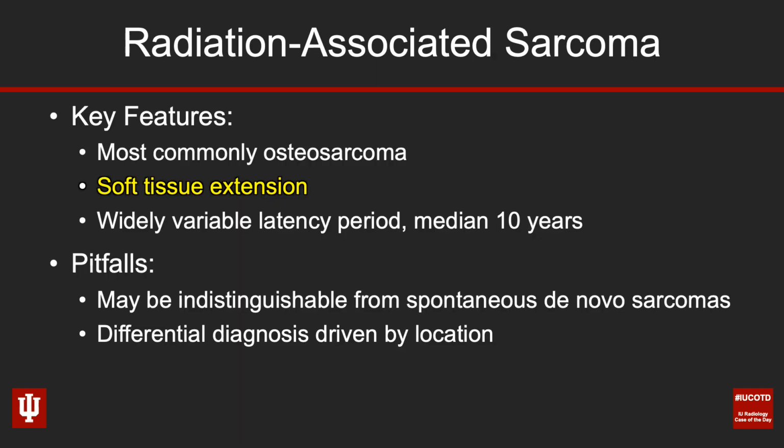So to sum it all up, for radiation-associated sarcomas, their most common histologic subtype is osteosarcoma, and there's often soft tissue extension. There's a widely variable latency period, with a median of 10 years, and there appears to be a threshold below which sarcoma development becomes unlikely to occur. Pitfalls include the difficulty of distinguishing between those associated with radiation and those that are de novo and spontaneous, so a good patient history helps tremendously. The differential also shifts depending on where the radiation-associated sarcoma develops.